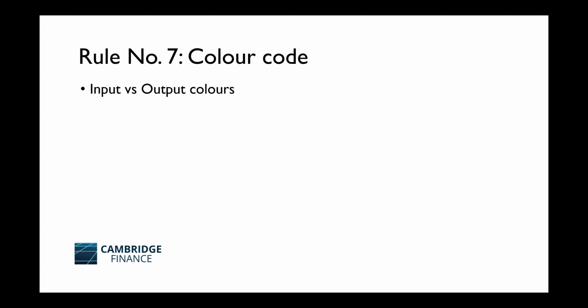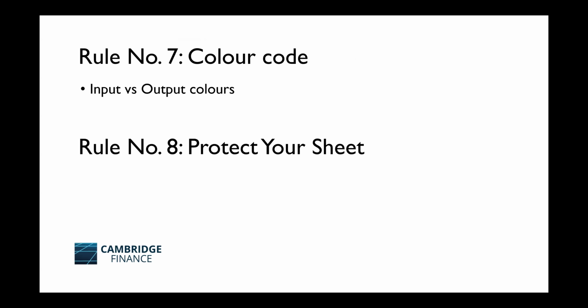Color code, it's the input versus output colors. Make sure that your inputs and outputs have different colors, so people can say, okay, I'm going to change the inputs, this color, and not the outputs, which are your formulas, which should be another color. And I'll show you how to do this now.